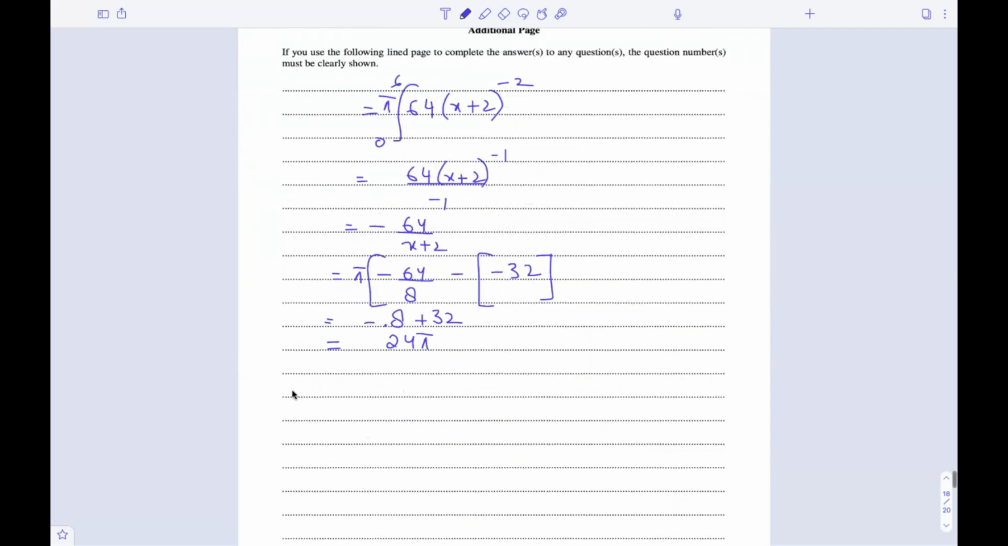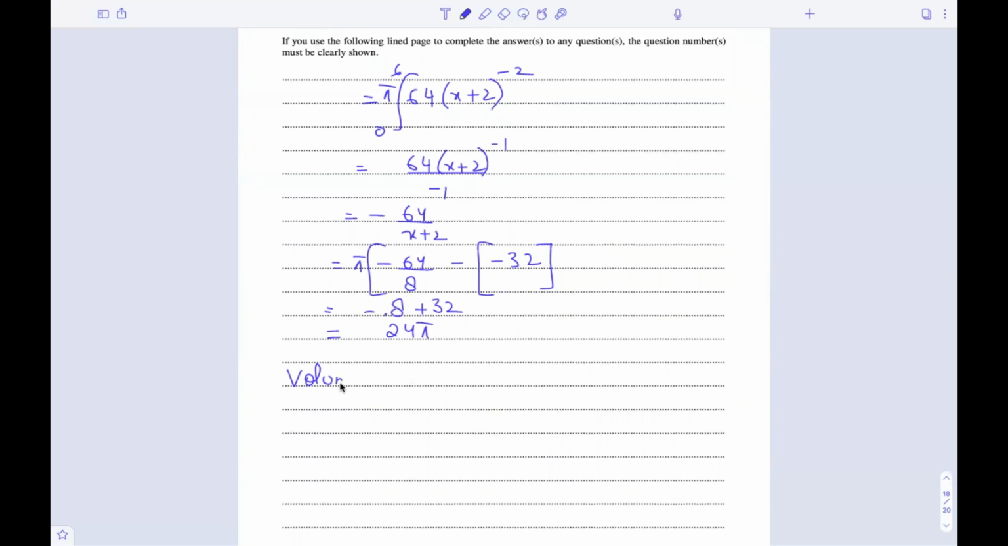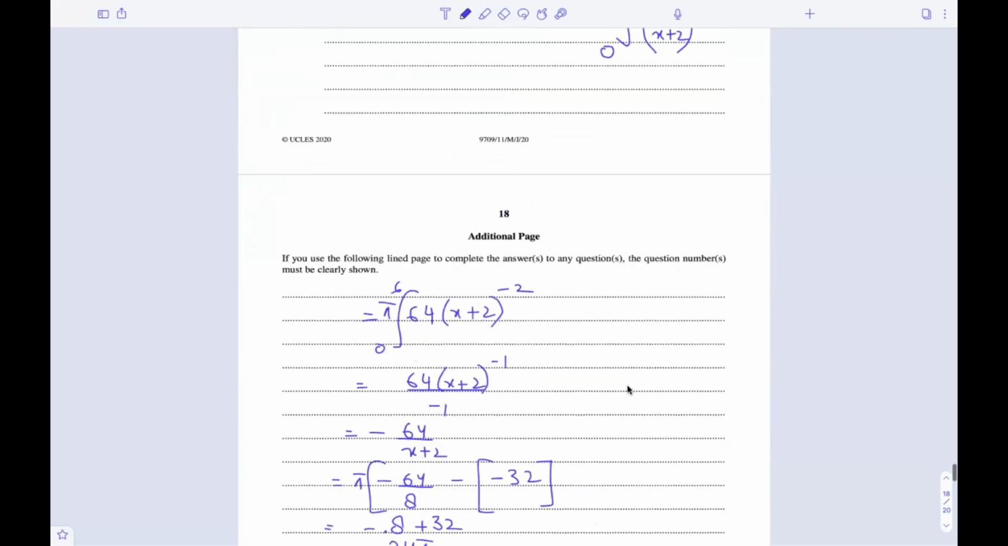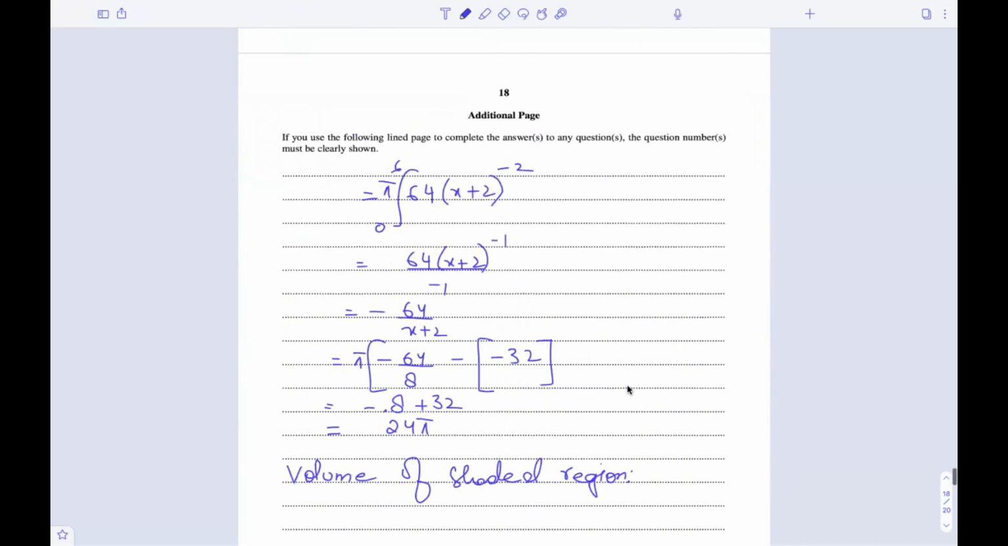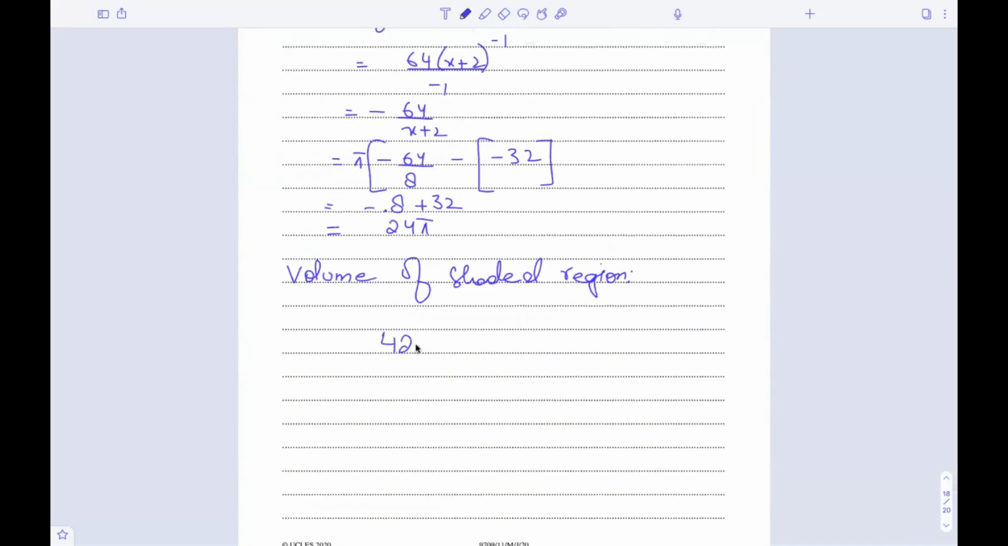So for the volume of the shaded region, we will take the volume under the line, which was 42 pi, minus the volume under the curve, which is 24 pi. So 42 pi minus 24 pi would become 18 pi, which is the volume of the shaded region.